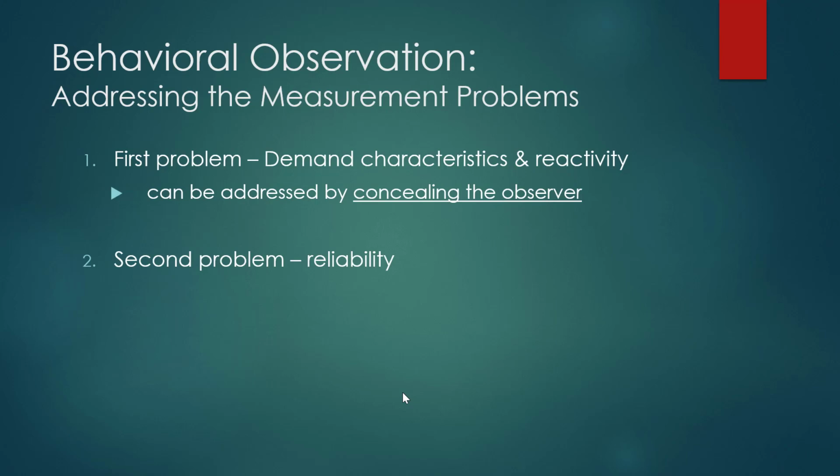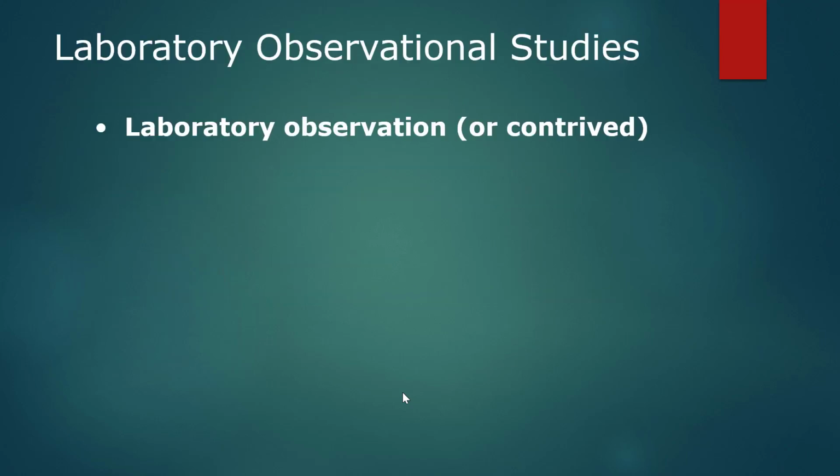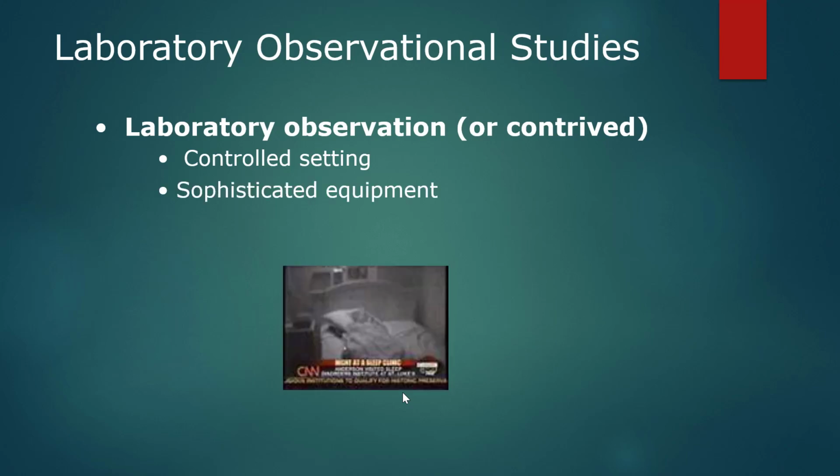The second problem, that reliability, is what I mentioned on the previous slide, using inter-rater reliability, where you have two or more individuals that are rating the same behavior in the same setting, and you look to see, do their scores correlate? Are they the same? So another type of observational study is a laboratory observation or a contrived study. You do this type of study when you need more of a controlled setting or perhaps sophisticated equipment. So you'll watch some examples of laboratory observations on your own.